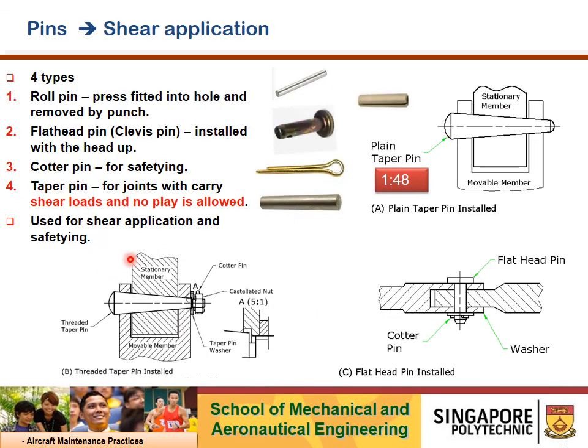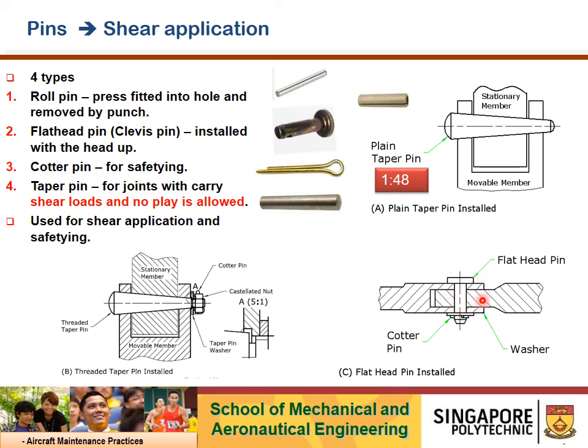Shear pin. There are four main types of pin used on aircraft structure: roll pin, flat head pin, quarter pin, taper pin. So roll pin is press fitted into hole and removed by pin punch or drift. Okay, so flat head pin, which is a clevis pin, is installed with head up. So flat pin, this is the one.